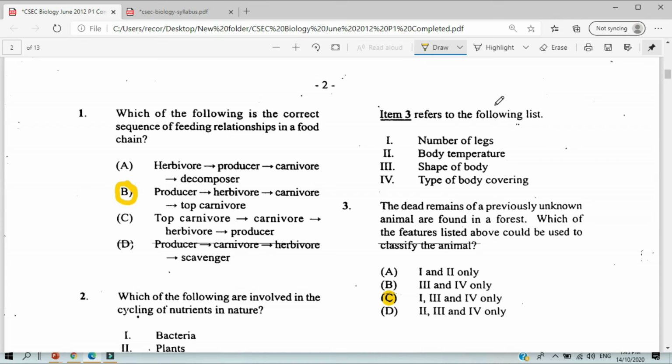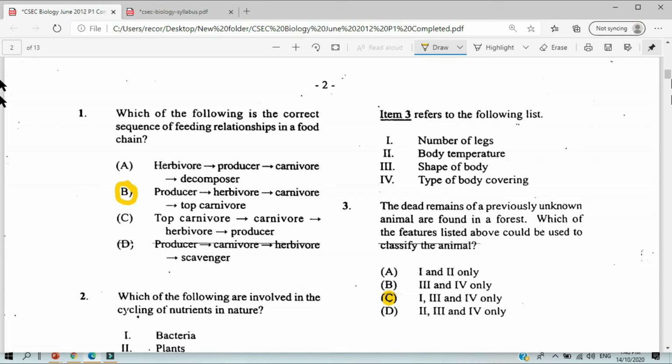Which of the following is a correct sequence of feeding relationships in a food chain? Now we go for B because a food chain usually begins with a producer followed by the herbivore and then you go to the carnivore, that sort of thing. So B we went with.